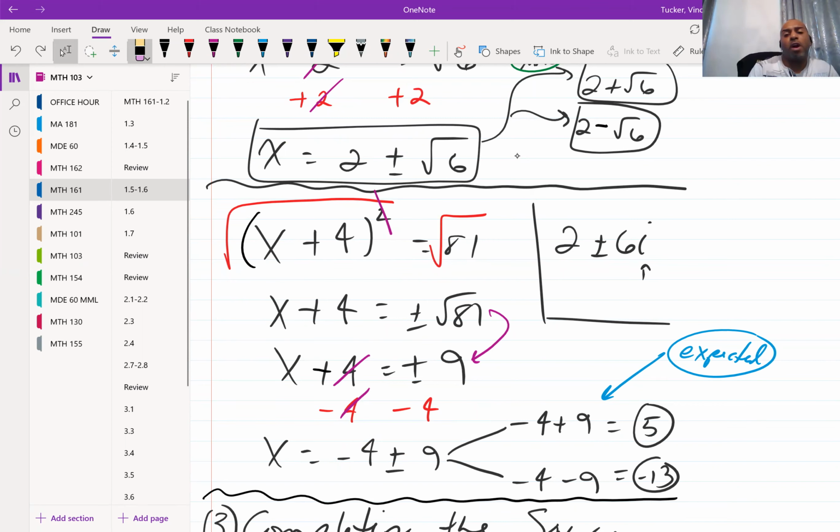Now to finish off this problem, you are expected to go to that next step. Remember the last one, when you looked at the square root of 6, you couldn't simplify that. So we just left it as the square root of 6, and you cannot combine 2 and the square root of 6 by adding. But we do have negative 4 plus 9 and negative 4 minus 9, and we are expected and can add 9 and 4 together. So you would finish that off: negative 4 plus 9 is 5, negative 4 minus 9 is negative 13.